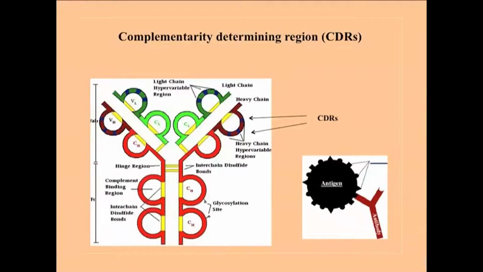Now, we know antigen-antibody binding occurs through different non-covalent interactions: hydrogen bonding, van der Waals force, ionic interaction, etc. That means the site on the antigen where the antibody binds must be complementary to these hypervariable regions. Thus, the hypervariable regions are also called complementarity determining regions or CDR. So, there are 6 CDRs on each arm.